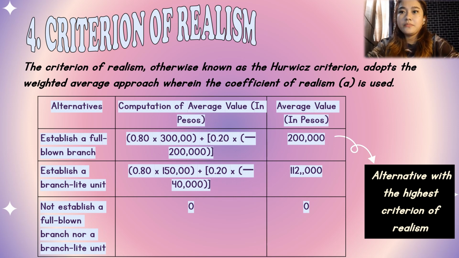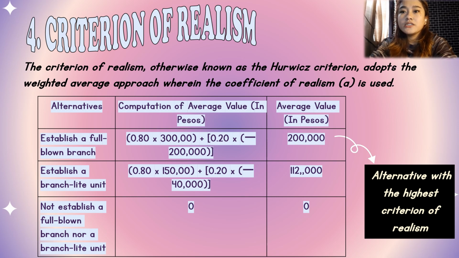Criterion of realism. The criterion of realism, otherwise known as the Hurwitz criterion, adopts the weighted average approach wherein the coefficient of realism, alpha, is used. It is a compromise between the maximax and maximin criteria. The coefficient of realism has a value ranging between 0 and 1. A coefficient close to 1 indicates optimism about the future, while a coefficient value close to 0 indicates pessimism.